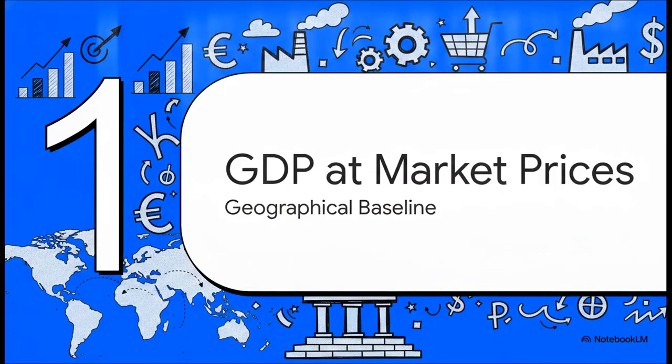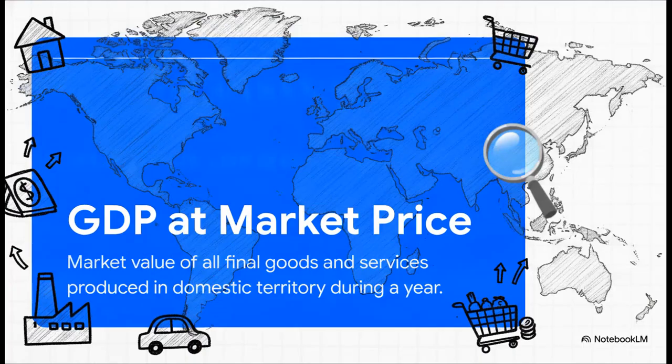Section 1. GDP at market prices. The geographical baseline. Okay, so we begin our analysis at the broadest, most observable macroeconomic metric in literally any standard economy. Gross domestic product at market price, or GDP-MP, is the market value of all final goods and services produced within the domestic territory of a country during a given year, valued at current market prices.